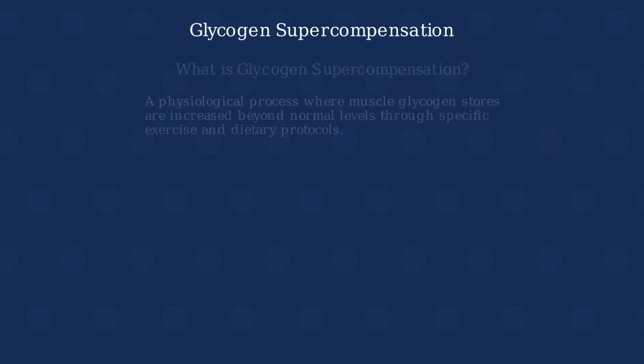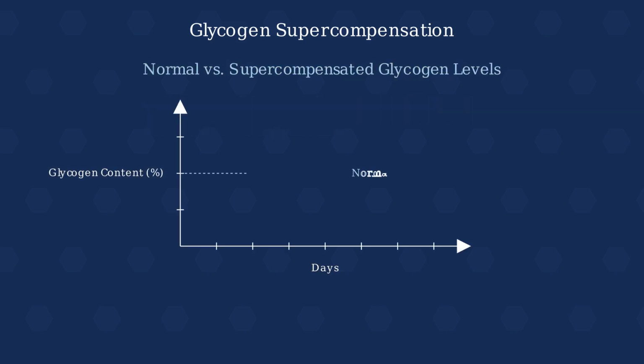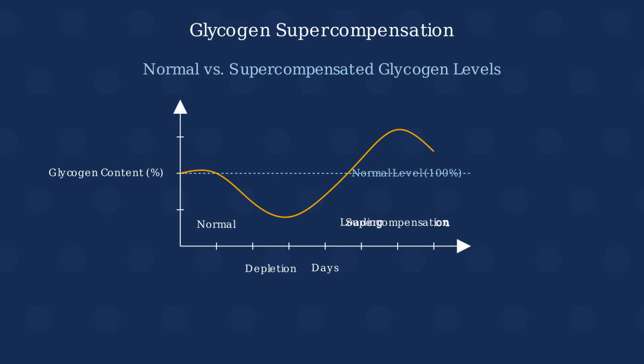protocols. Let's compare normal glycogen levels to what happens during supercompensation. The normal glycogen level in muscles serves as our baseline at 100%. During the supercompensation protocol, glycogen levels first decrease significantly during the depletion phase, often dropping to 40 to 60% of normal levels. Then, during the loading phase, with increased carbohydrate intake, glycogen levels not only recover but exceed normal levels, reaching up to 160% of baseline. This peak represents the supercompensation effect.